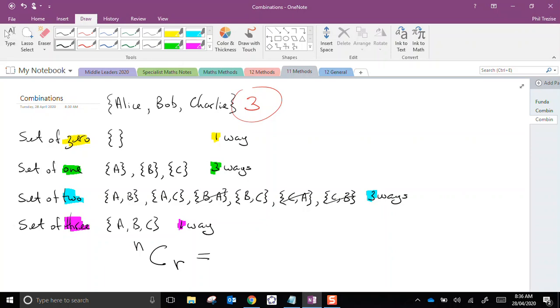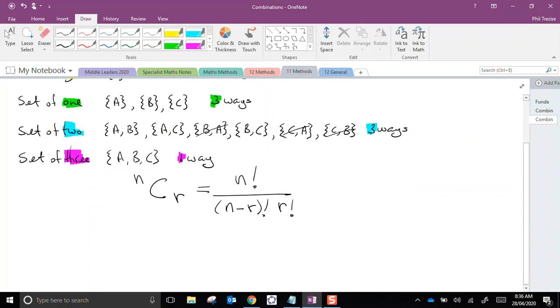Fancy looking formula. I'll talk more in a moment. And the rule is n factorial over n minus r factorial multiplied by r factorial. Now, what's a factorial? A good question. Probably should have covered that sooner.